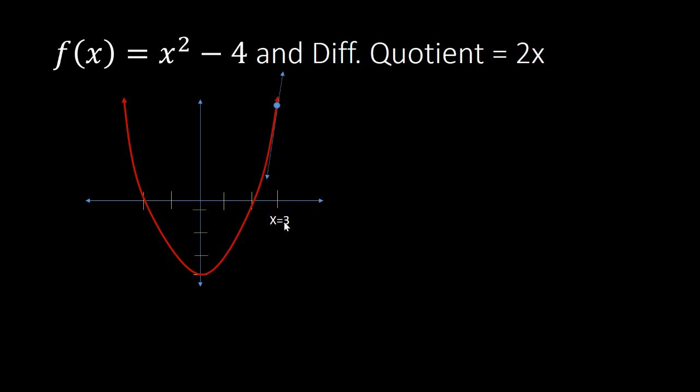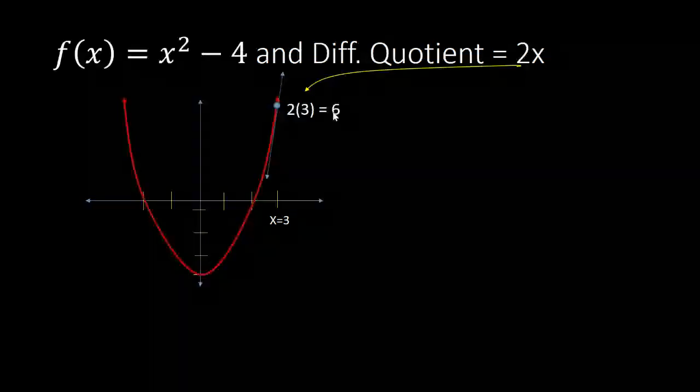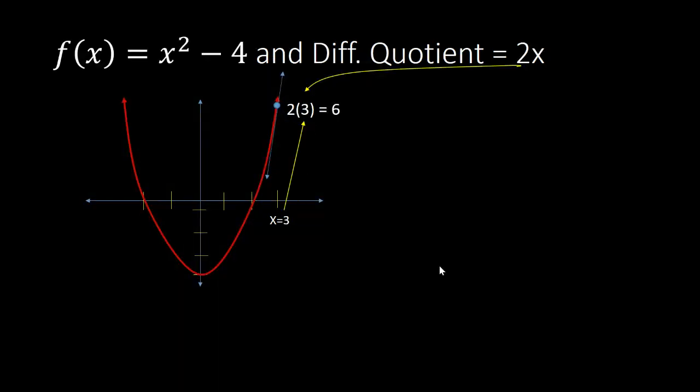So let's take this 3 and throw it into 2x. So again, I'm just using this, and I'm throwing a 3 in, and it gives me a slope of 6. So the slope of this line is 6. Now the difference quotient answer is just 2x.